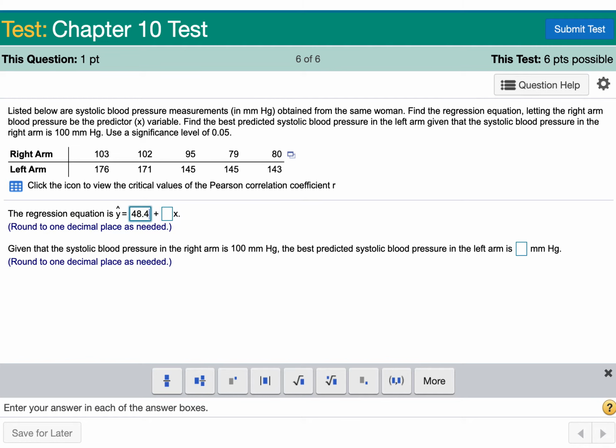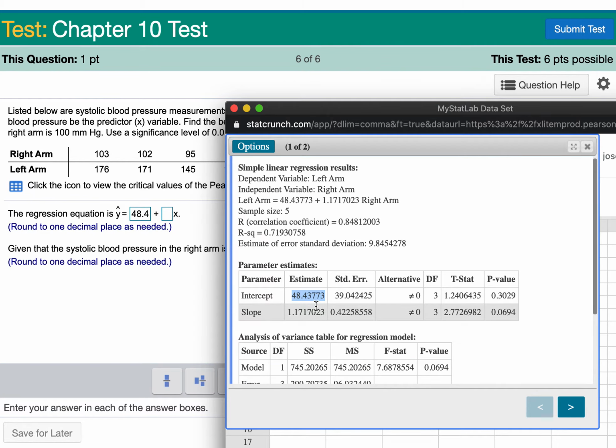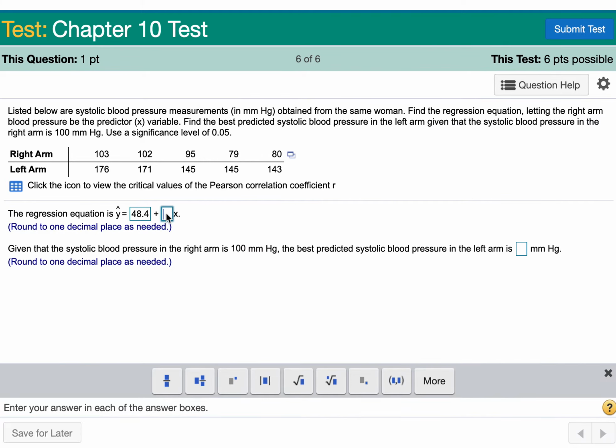48.4. And then you use the slope. So the slope of a line is the value that goes beside the x in the line. Like remember y equals mx plus b? The number m is the slope and it goes beside x. So we're going to take that slope and put it beside x, then round it off to 1 decimal place. So it'll be 1.2.